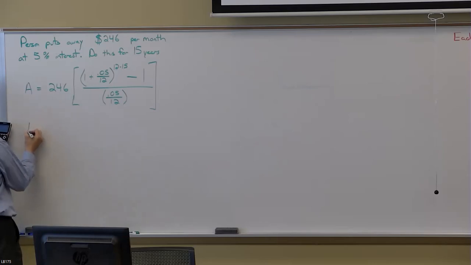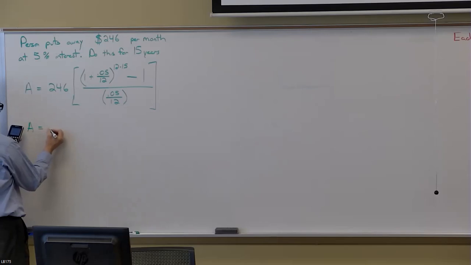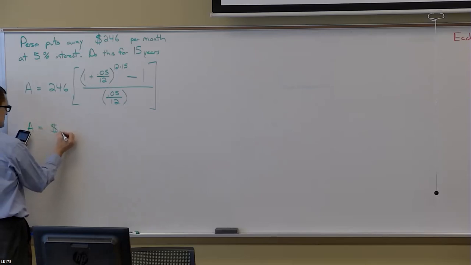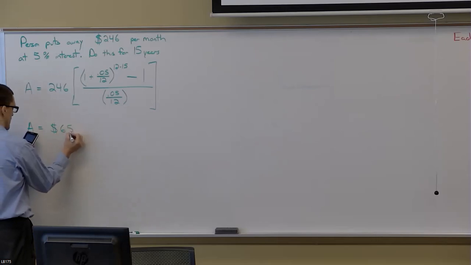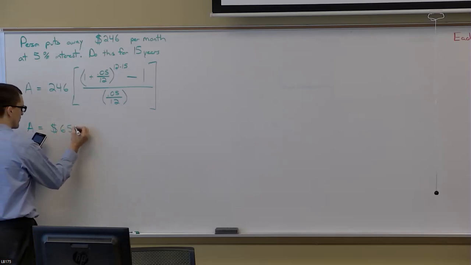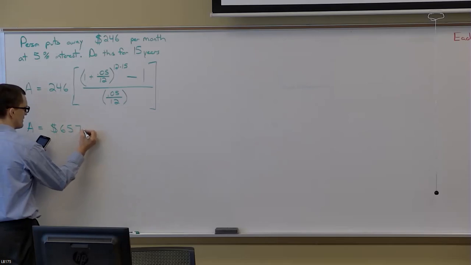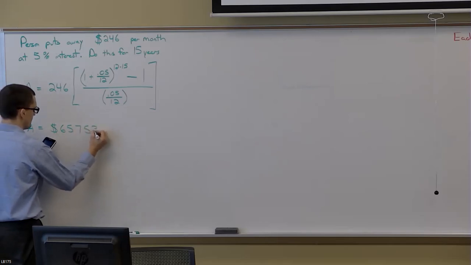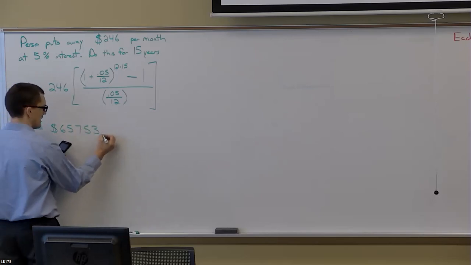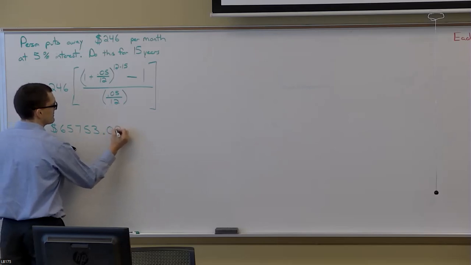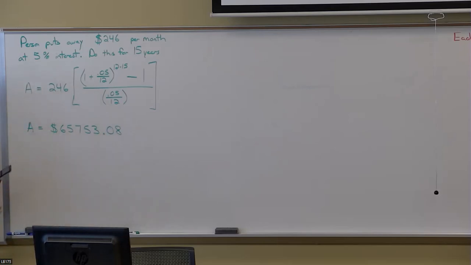So if this person were to have paid $246 each month, the annuity would be worth $65,753.08 at the end of 15 years. Everybody get that?